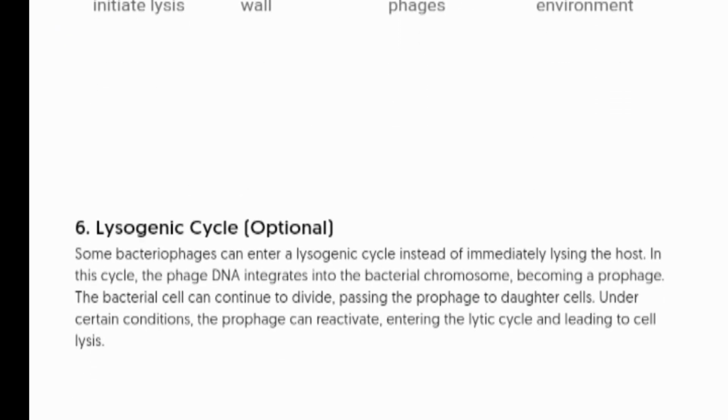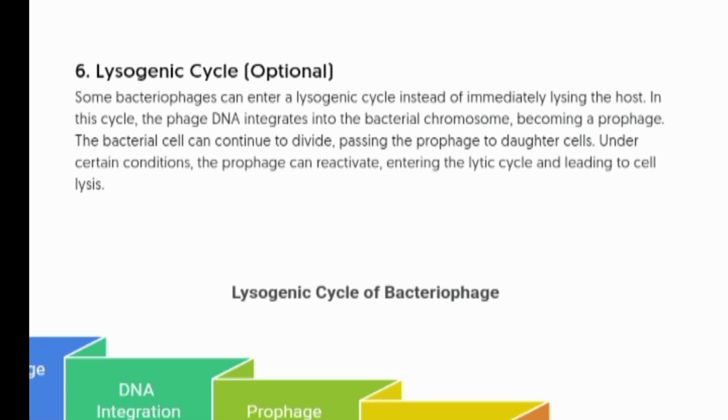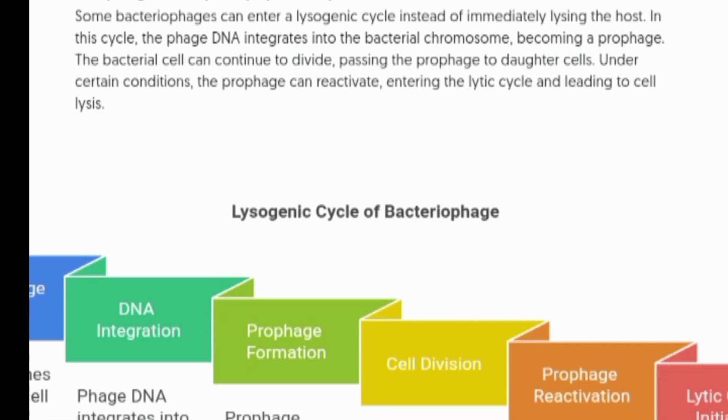Sixth stage is the lysogenic cycle. Some bacteriophages can enter a lysogenic cycle instead of immediately lysing the host. In this cycle, the phage DNA integrates into the bacterial chromosome, becoming a prophage. The bacterial cell can continue to divide, passing the prophage to daughter cells. Under certain conditions, the prophage can reactivate, entering the lytic cycle and leading to cell lysis.